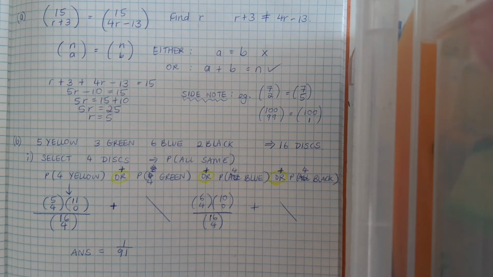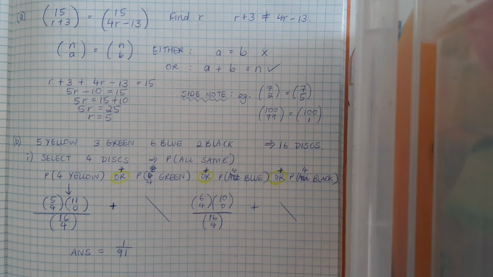Now I'm perfectly happy to leave the answer as a fraction, unless they say to me in the question to write it as a decimal or percentage. 1 over 91 is absolutely fine.